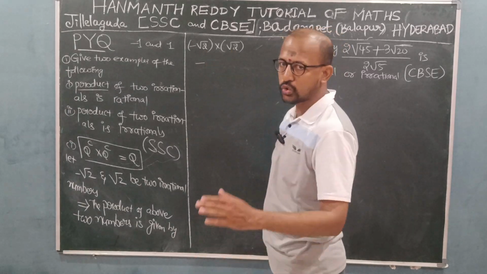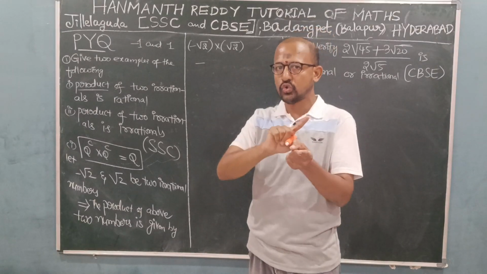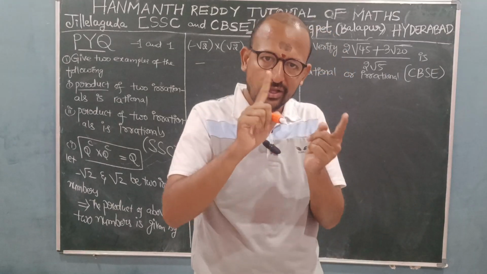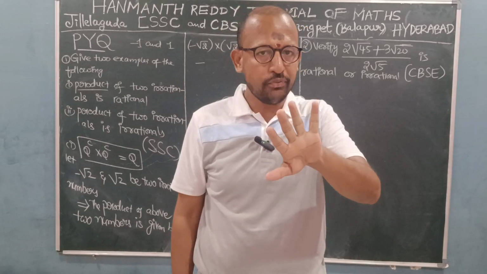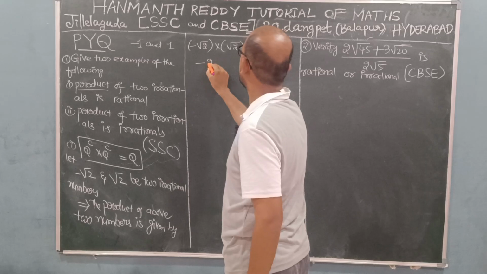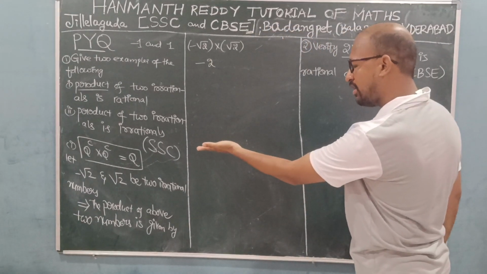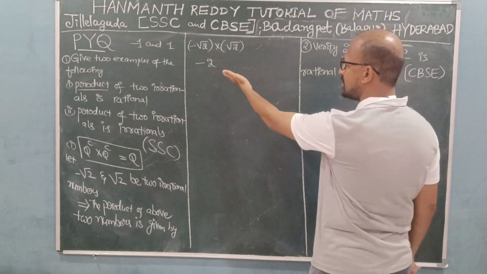Now root 2 into root 2 we discussed in the previous class: root 2 into root 2 is 2, root 3 into root 3 is 3, root 5 into root 5 is 5. If you want, you can revise the previous class. So root 2 into root 2 is 2. Therefore I have taken one irrational number and one more irrational number, and the final answer is minus 2.